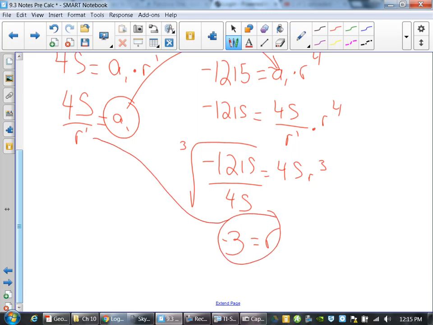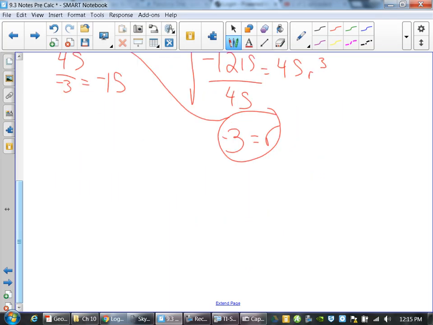Let's go back here again. So your first term is negative 15. Your rate is negative 3. Your nth rule. So there's your answer.